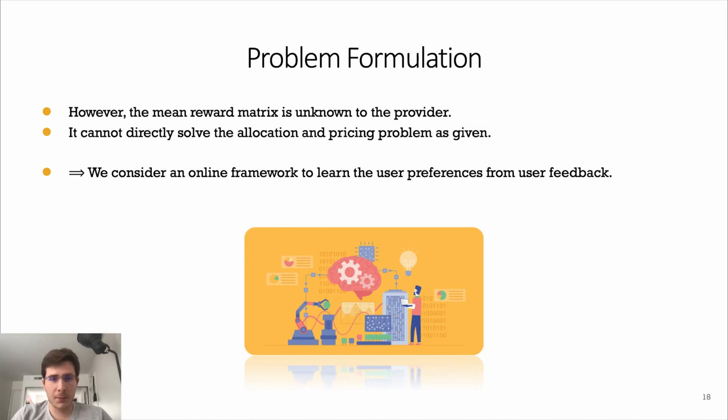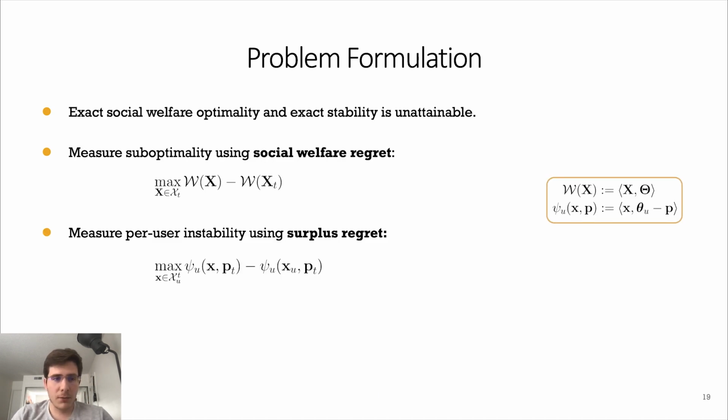To formulate the problem, we go in this way. We know that the mean reward matrix is unknown to the provider, so it cannot directly solve the allocation and pricing problem as given. It needs to learn the mean rewards of the users for each different item, at least the ones that are important. So we need to consider an online framework that can learn the user preferences while achieving some guarantees about the regret. To define our metrics of regret, we go this way.